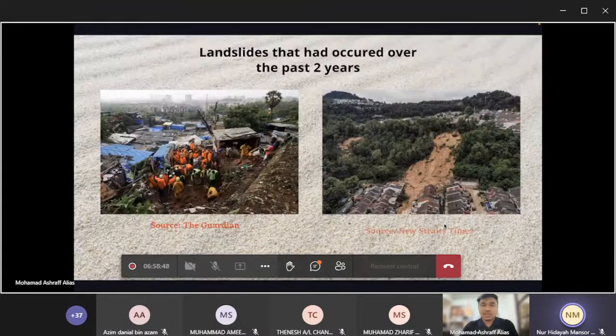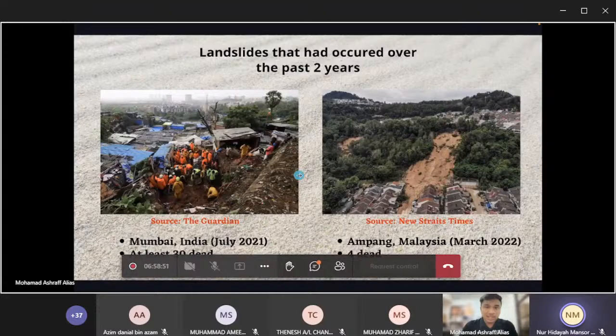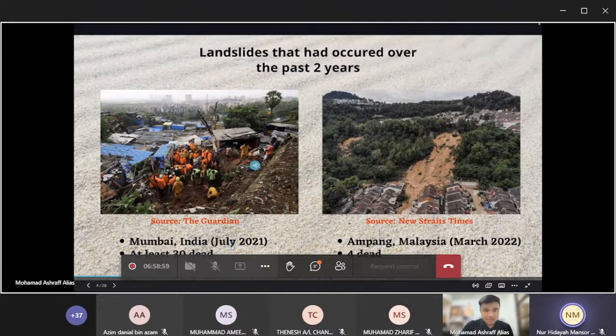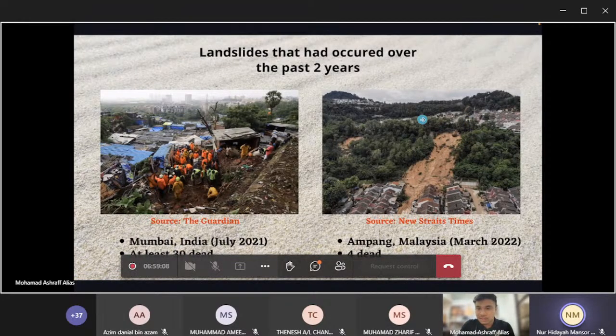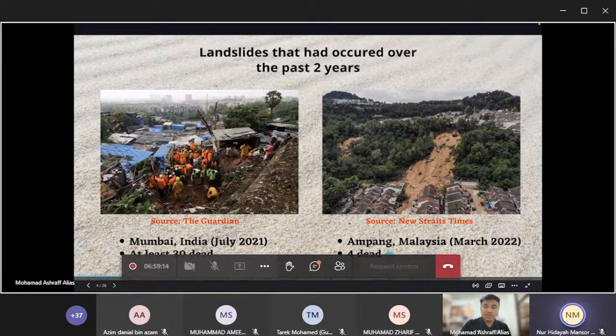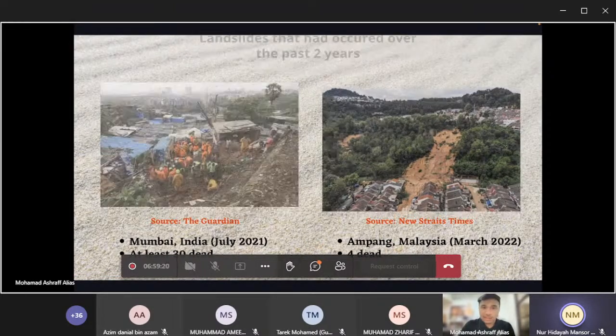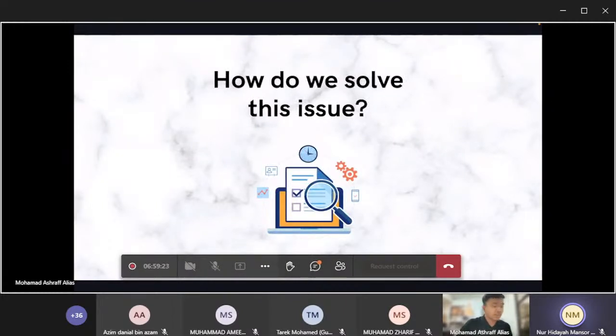These are the landslides that occurred over the past 2 years. This picture is the one that happened in Mumbai last year in July. As you can see, it is quite catastrophic, in which at least 30 people died. And this one happened in Ampang, Malaysia, this year, March 2022, in which 4 were found dead. Therefore, these landslides are catastrophic events, and people might have lost a lot of things due to them.